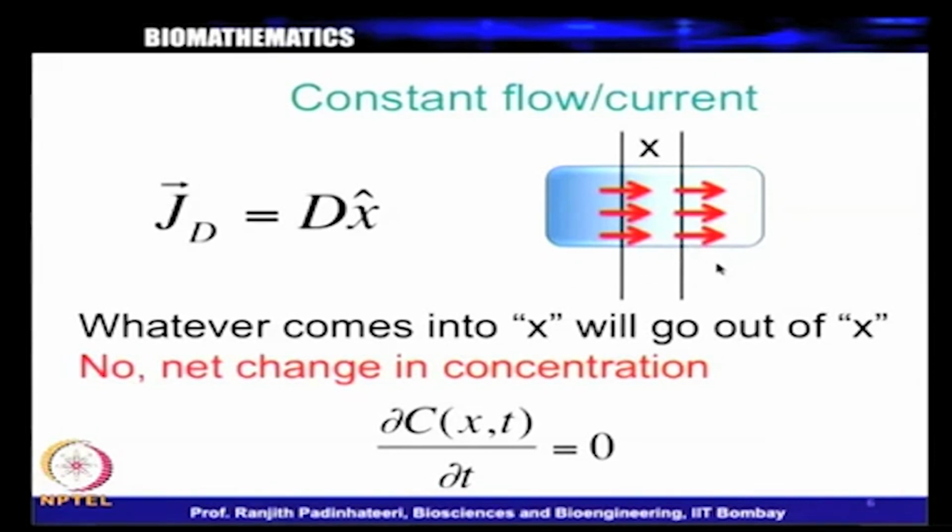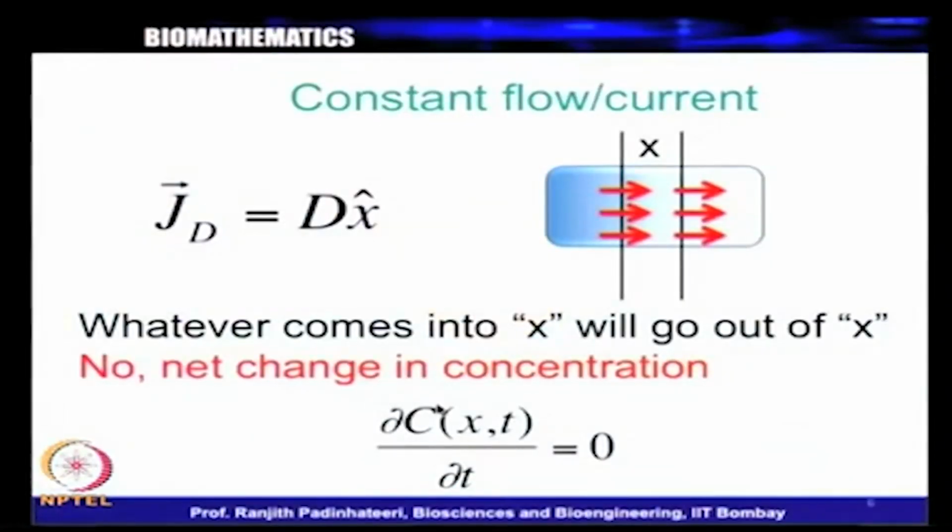So, this can be written mathematically as del C by del t equal to 0. That means the derivative is 0. What does it mean? It means C is a constant. We learned that if the derivative of a function is 0, that function is a constant. So, if del c by del t is 0, that only means that c is a constant. So, what we have is constant flow or a constant current.